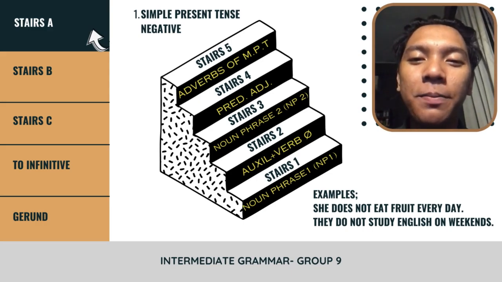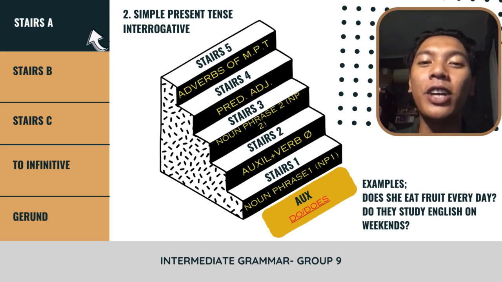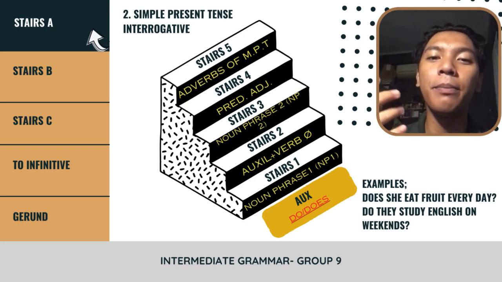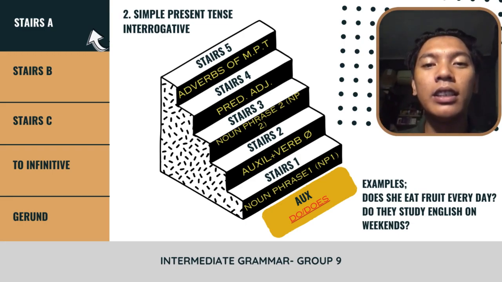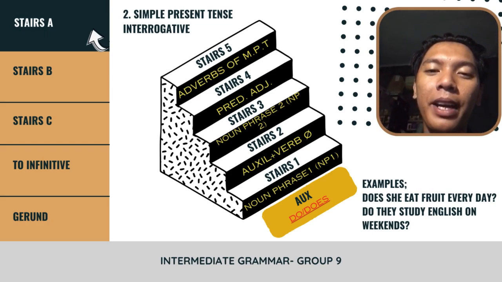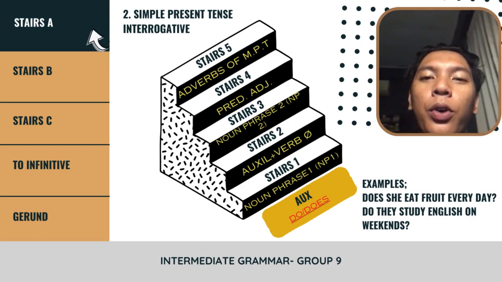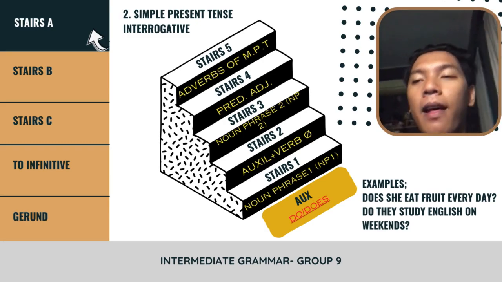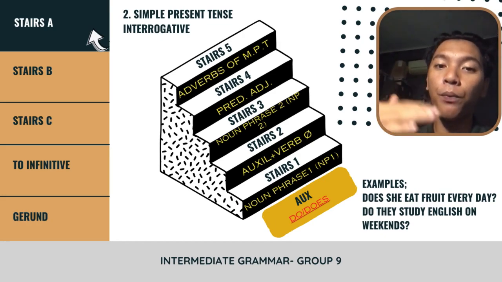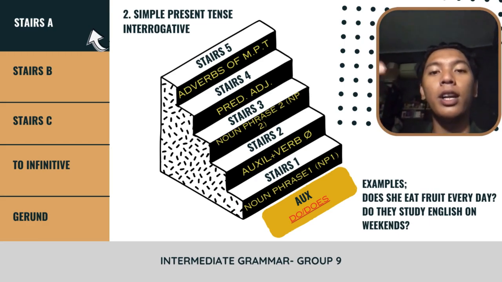Okay, we move to simple present tense but in interrogative way. What is the interrogative way? So we make a simple present tense but with question mark. Many are wondering how we make simple present tense in interrogative way. So the step is the same as the first one, the simple present tense, but before it we add the auxiliary do or does.